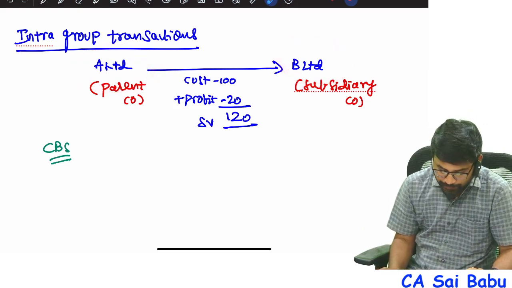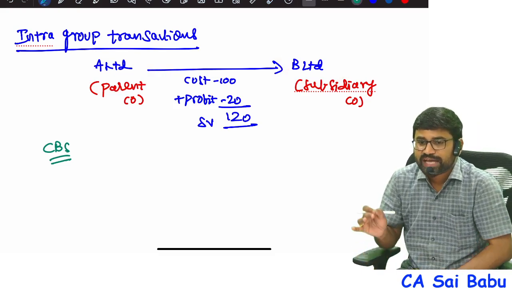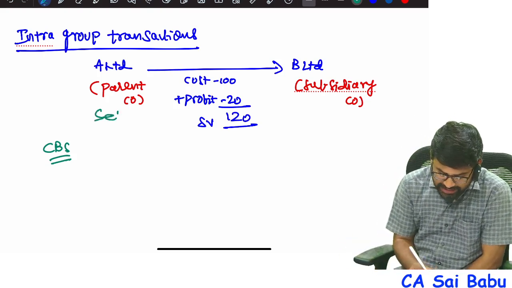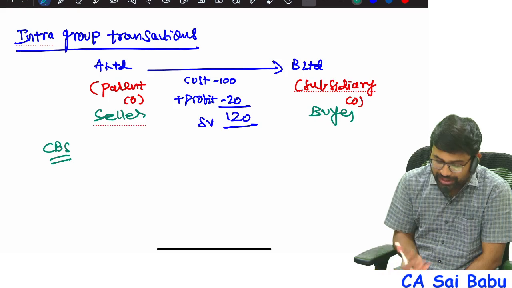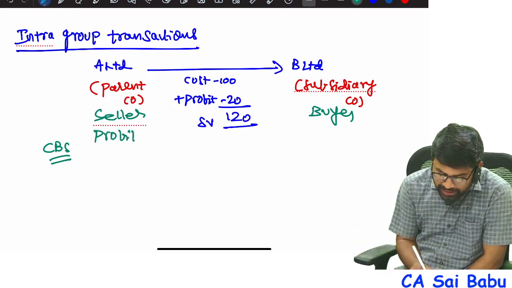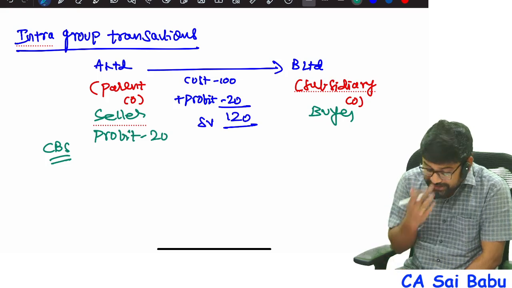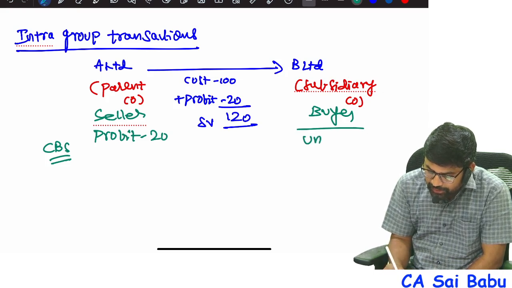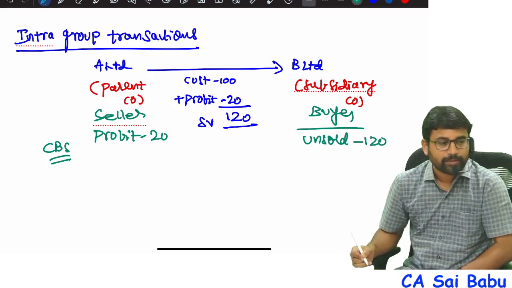Right? Now you tell me, when parent company sold goods to subsidiary, who has booked the profit? Parent, the seller. Seller is A Limited, buyer is B Limited. When I sell goods to anybody, I recognize the profit. That means the profit recognized by parent company is 20. But this stock, whatever sold by A to B, remains unsold at the time of consolidation. Total stock not yet sold, 120.